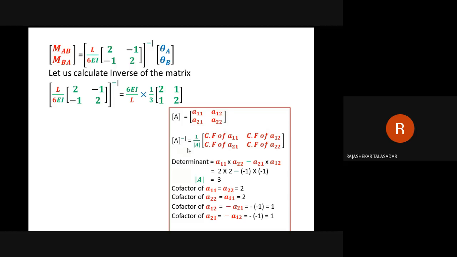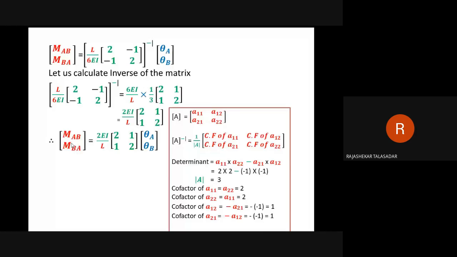So once you get this, if you simplify this, 6 divided by 3 means it will become 2EI by L, 2, 1, 1, 2. Next, putting the value of this in this equation, MAB, MBA will be 2EI by L, 2, 1, 1, 2, theta A, theta B.